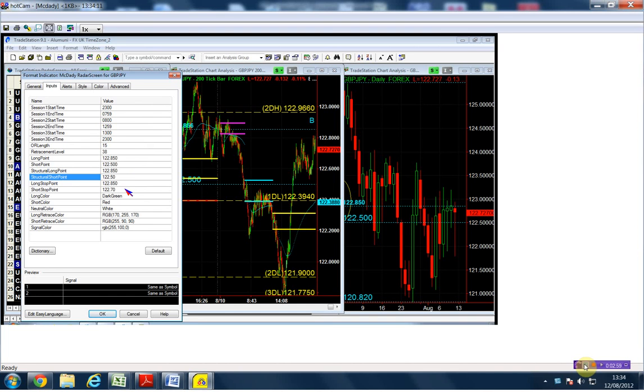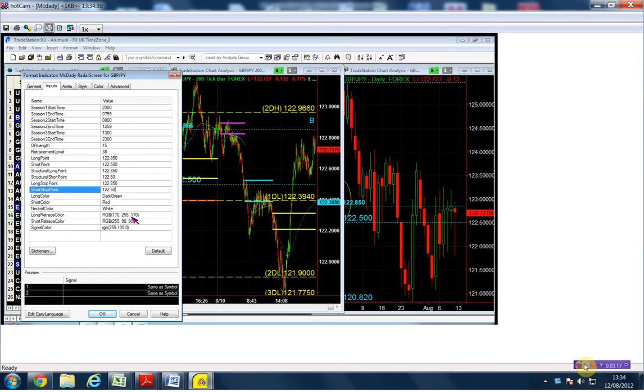And in this case, it will also be my stop. So now I have two structural points. Above it, I'm going to buy. I'm going to use it as a tight stop. Below it, I'm going to go short below the other structural point, which is the 122.50.